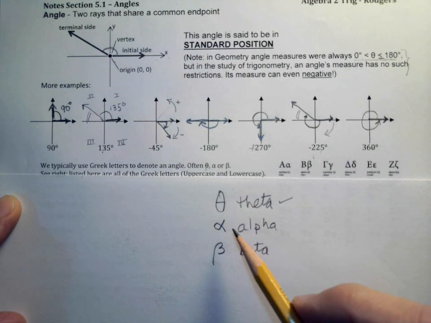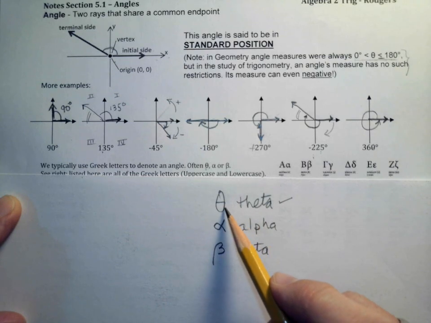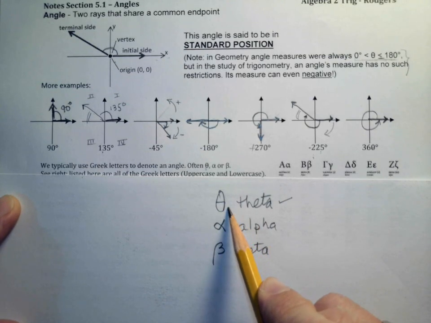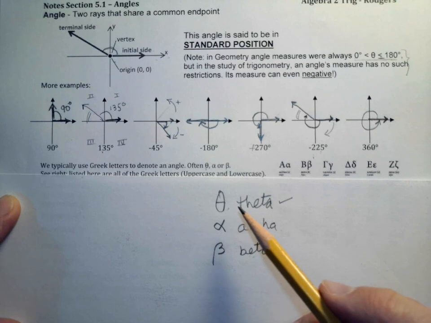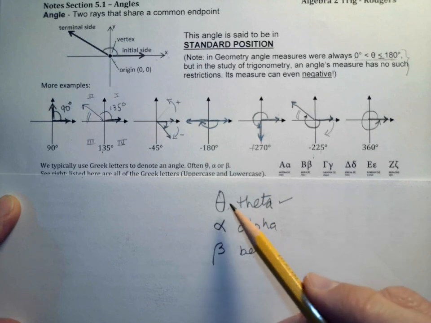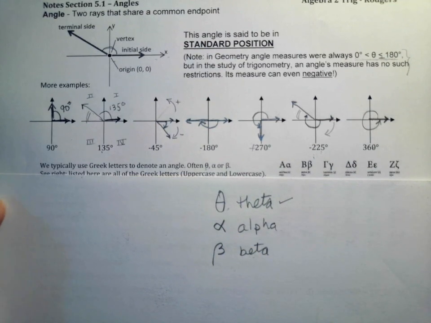But sometimes maybe we have two angles, maybe we'll have three angles. So we're not going to call them all theta. Just like if you had more than one variable, you wouldn't just use x repeatedly. You would use x and y and maybe a and b or whatever. Here we can use theta, alpha, and beta to denote three different angles. Okay.